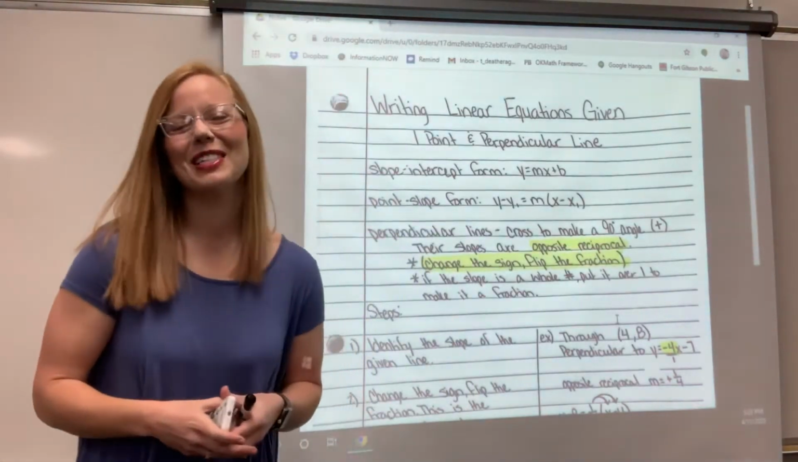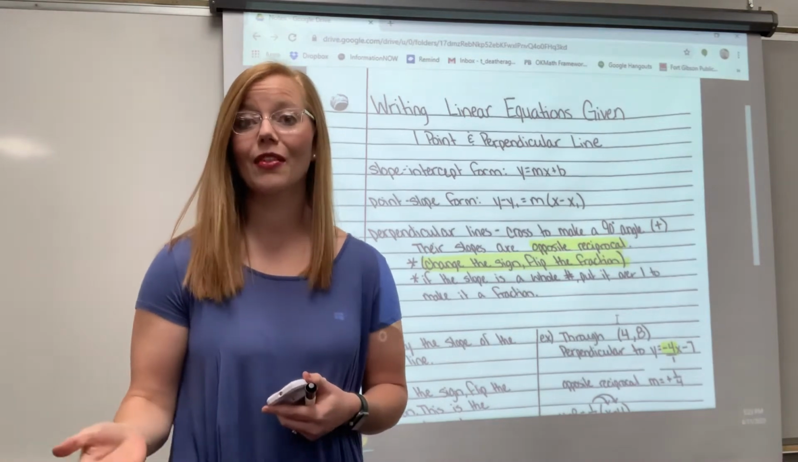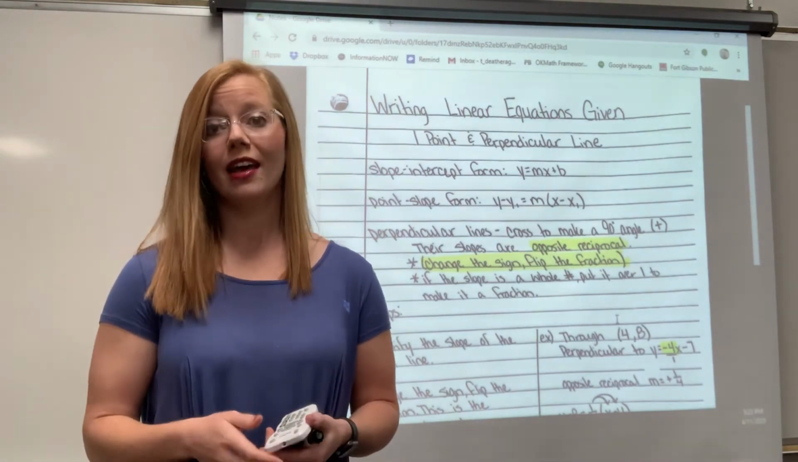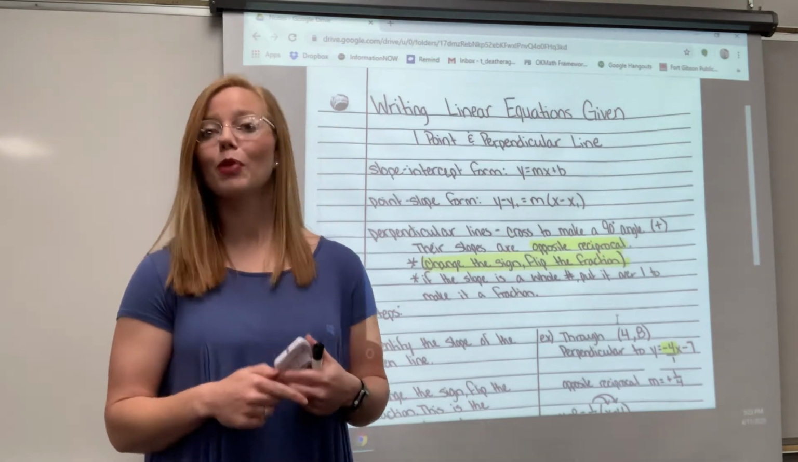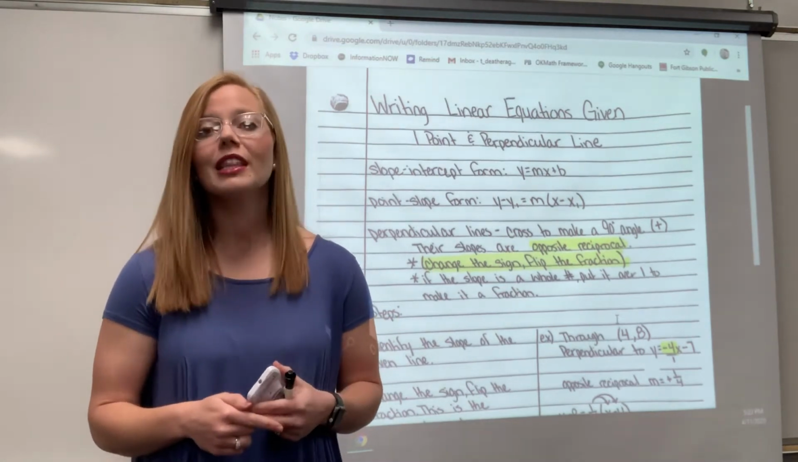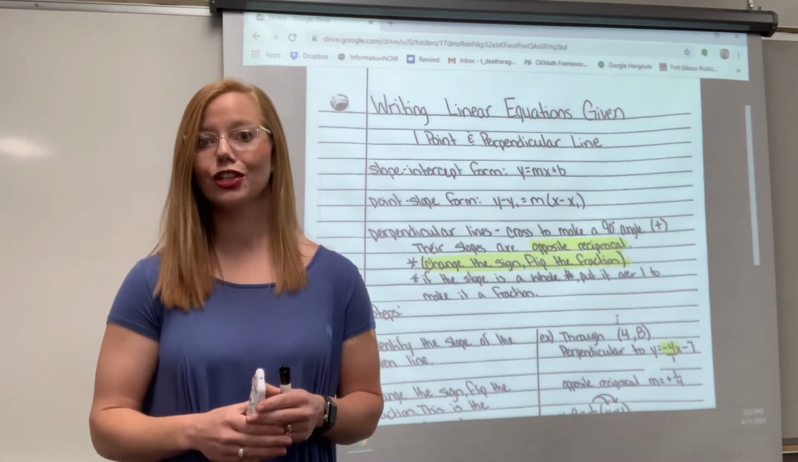All right, guys, today we're going to be talking about perpendicular lines. Yesterday we talked about parallel lines and how those have the same slope. Today we're going to have a little bit different of a take home with perpendicular lines. Whenever we think about perpendicular, guys, that means that they intersect at a 90-degree angle.